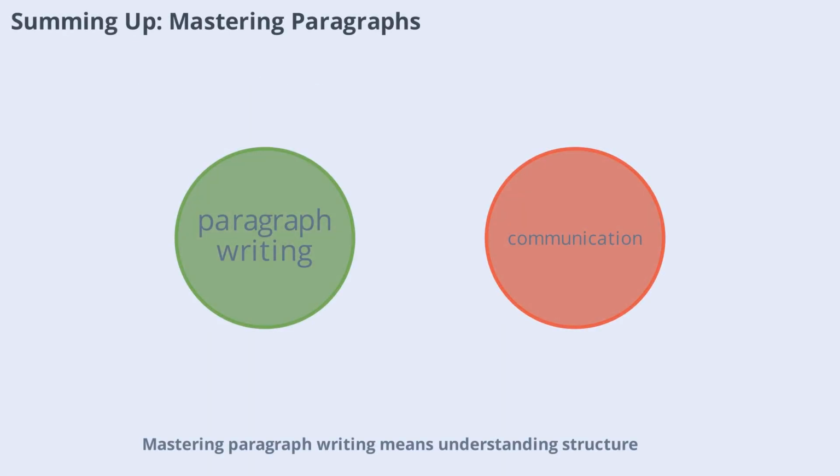Mastering paragraph writing means understanding structure, using the right tense, choosing clear vocabulary, and organizing your ideas logically. Practice writing different types of paragraphs, edit your work, and read widely to keep improving. With these skills, you'll be able to communicate your ideas clearly and effectively in any context.